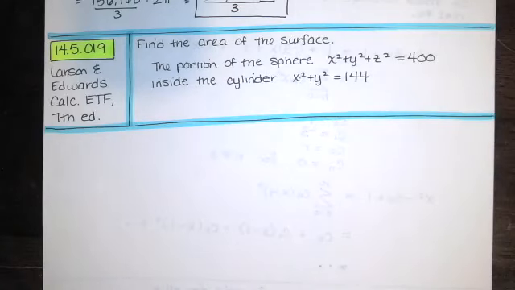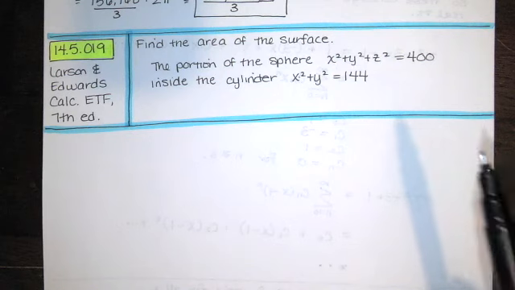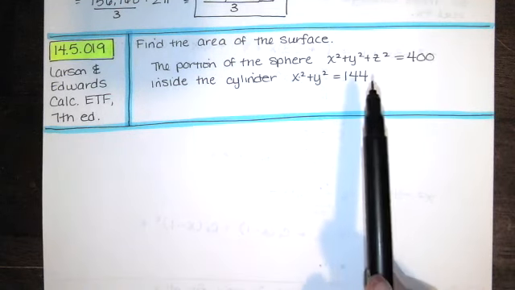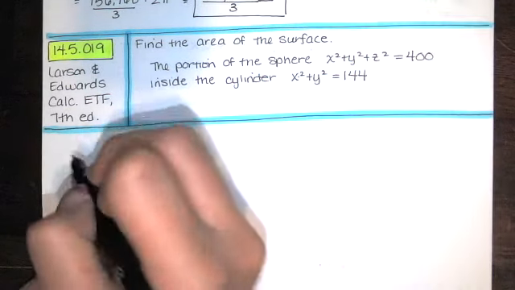In this video, we solve problem 14.5.019 from the Larson and Edwards Calculus Early Transcendental Functions text, 7th edition. We're asked to find the area of the surface, and the surface is the portion of the sphere given by x squared plus y squared plus z squared equals 400, inside the cylinder x squared plus y squared equals 144.